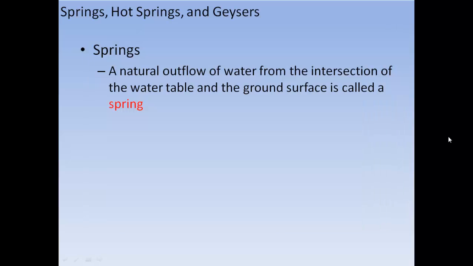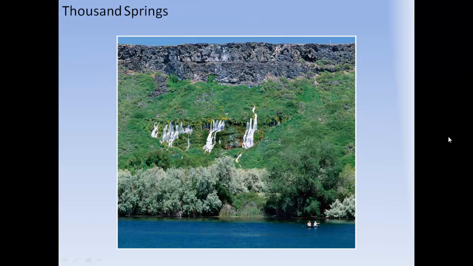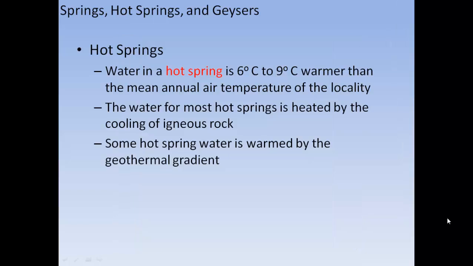Springs: the natural outflow of water from the intersection of the water table and the ground surface is called a spring. Here, the area of a thousand springs. Here it's an outcropping of the groundwater surface, and water is freely flowing out of the groundwater in the spring. Hot springs: the water in a hot spring is 6 degrees Celsius to 9 degrees Celsius warmer than the average annual air temperature of the area. The water from most hot springs is heated by the cooling of igneous rock. Some hot springs water is warmed by the geothermal gradient.